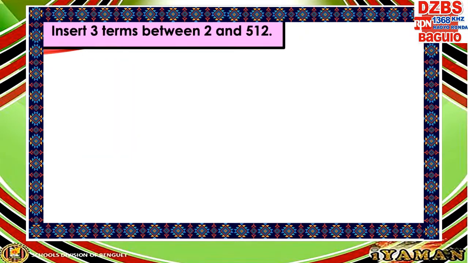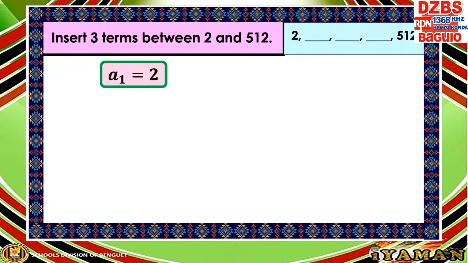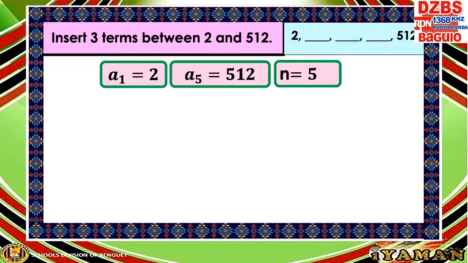Example. Insert three terms between 2 and 512. Note that since we will insert three terms, then there will be 5 terms in all. Let us identify the given values. A sub 1 will be equal to 2. A sub 5 will be equal to 512. And n is equal to 5.